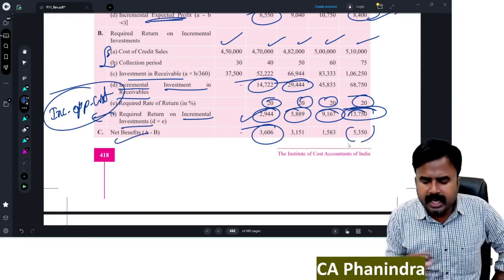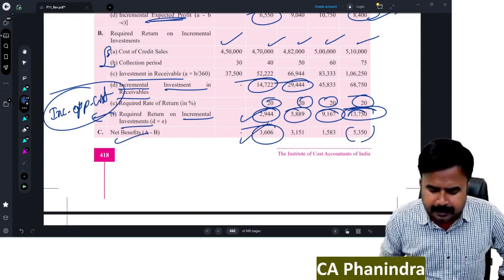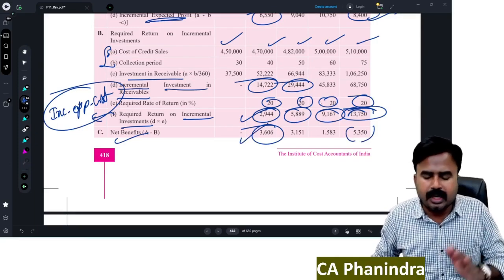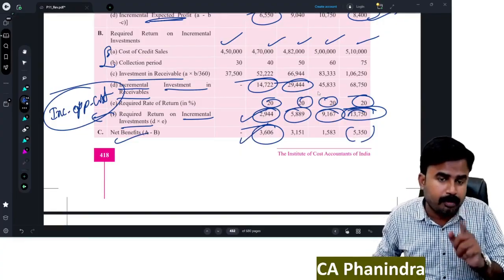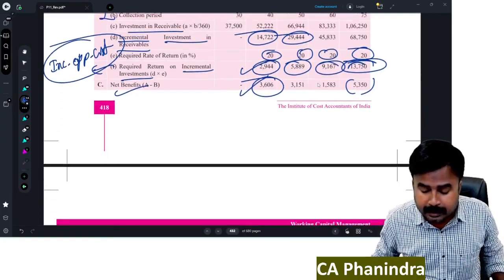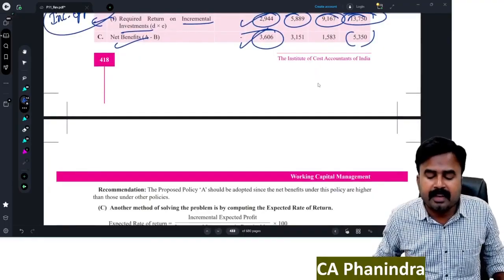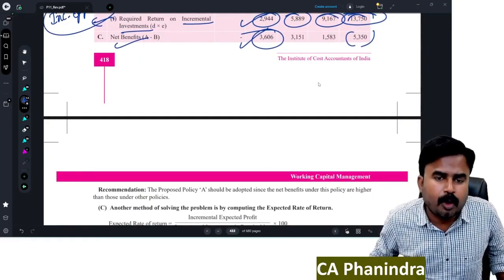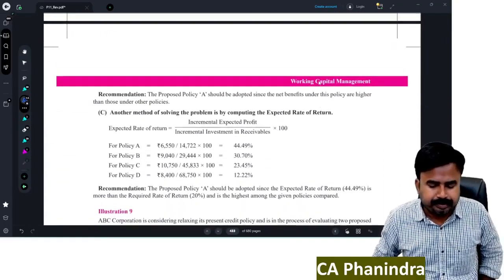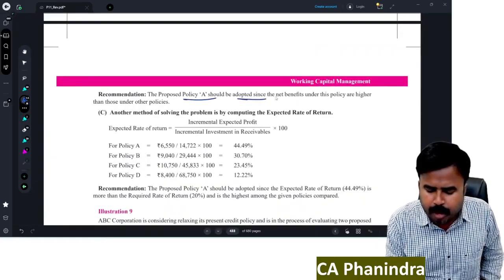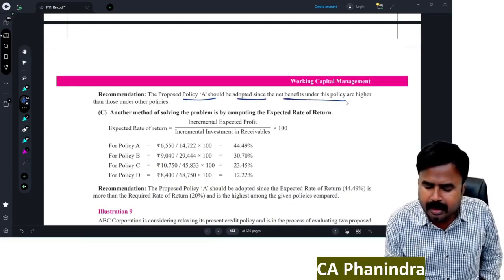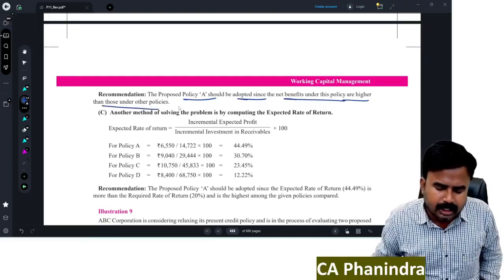The only number which is maximum is option A. So either under total approach or under incremental approach, you should select only one policy. That is option A only. Since the incremental net benefit is higher for option A, I must adopt policy option A. The proposed policy A should be adopted since the net benefit is higher under this policy as compared to other policies.